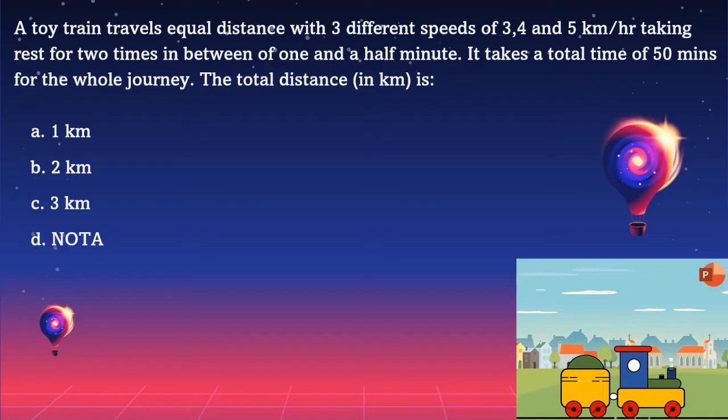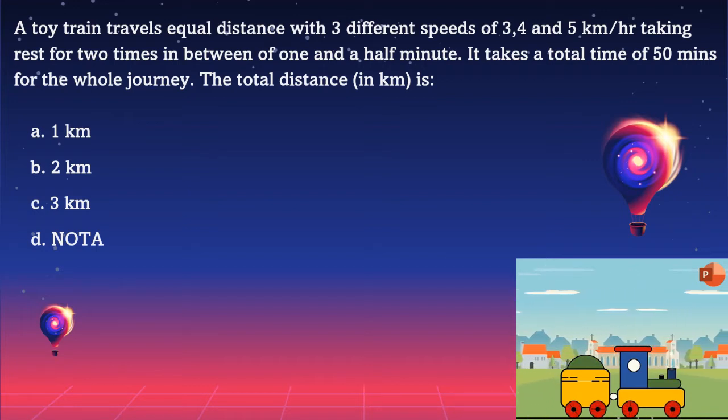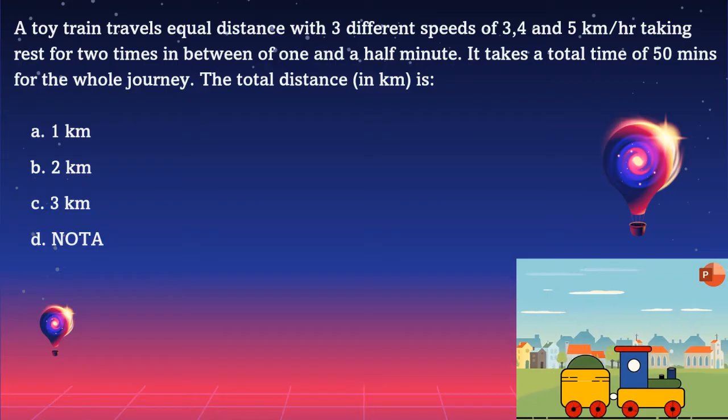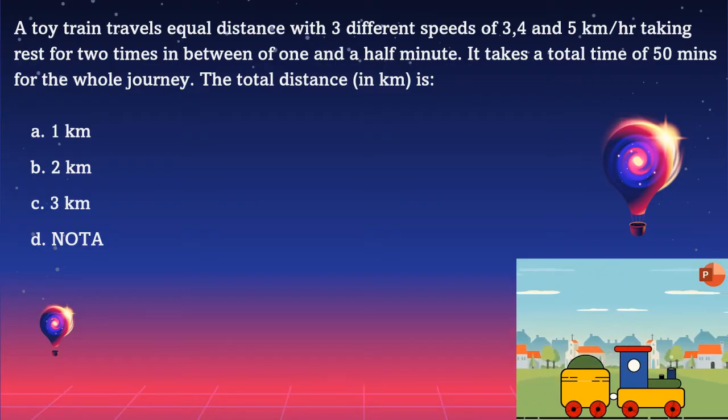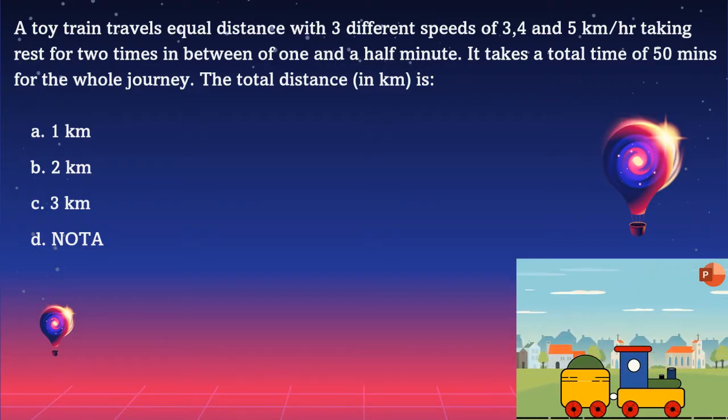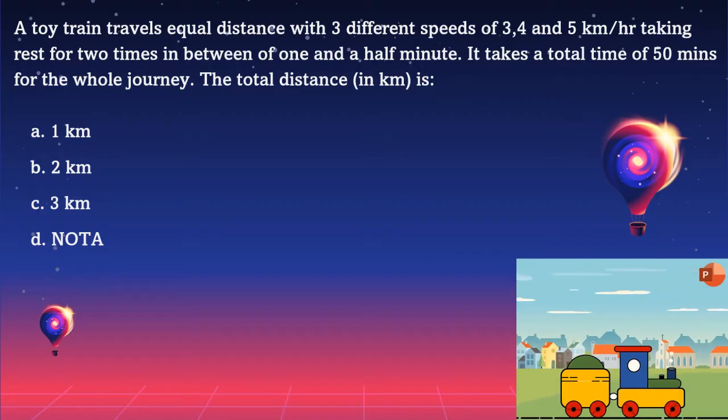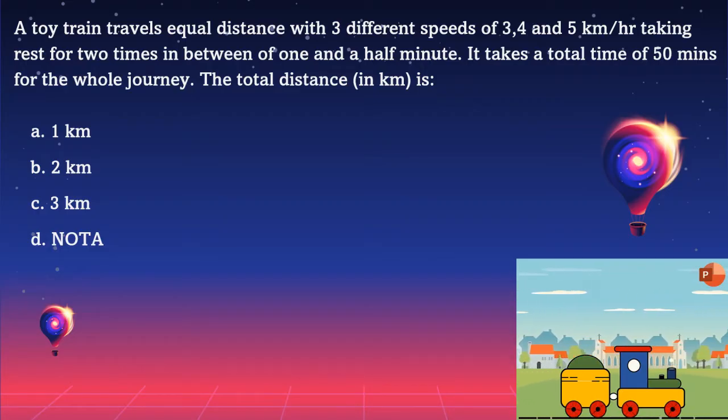So let us go for another example. So here is that a toy train travels equal distance with three different speeds of 3, 4 and 5 km per hour, taking rest for 2 times in between of 1.5 minutes. It takes a total time of 50 minutes for the whole journey. So what is the total distance in kilometers?